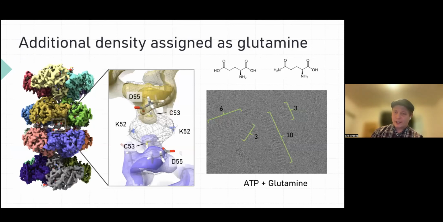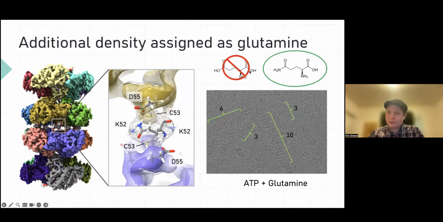And so now, in a subsequent experiment, I did just ATP and glutamine, and was also able to see filament formation in micrographs. This is just some screening data on the Arctica to confirm that. And so we can now rule out glutamate, rule in glutamine, and also model glutamine into this density.